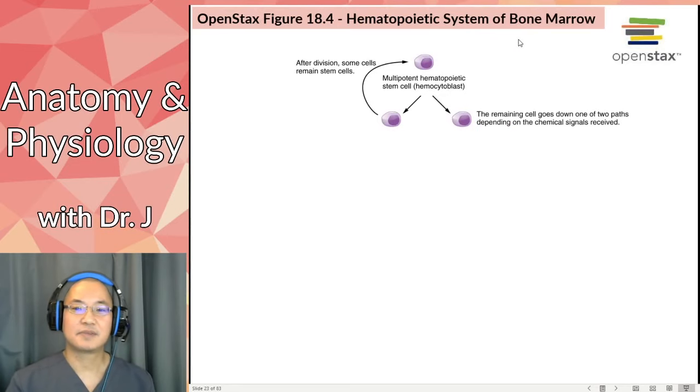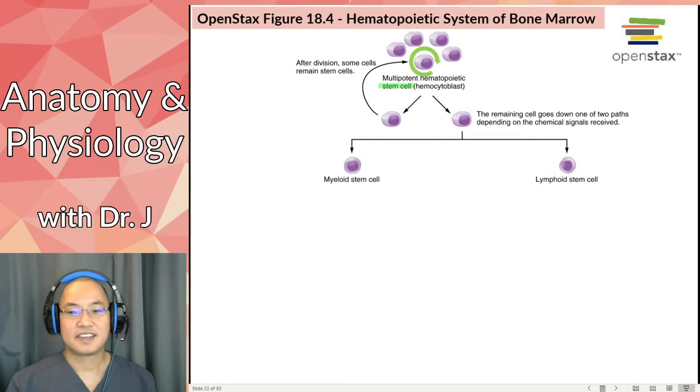Okay, so this is what we talked about. This is another chart we see here, and what we have here are a special type of stem cells called multipotent hematopoietic stem cells, or sometimes just hematopoietic stem cell or hemocytoblast for short. And these are the stem cells, and they can generate all the cells in your blood, all the formed elements. They initially were a hematopoietic stem cell at one point.